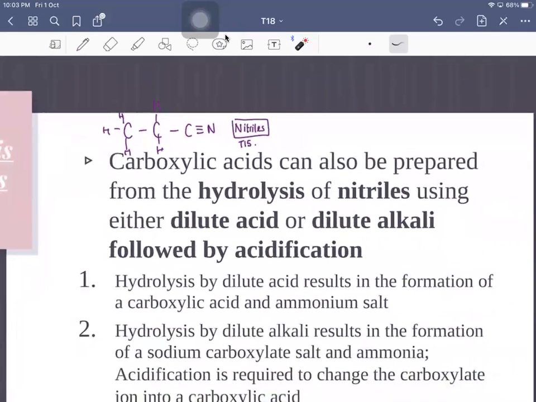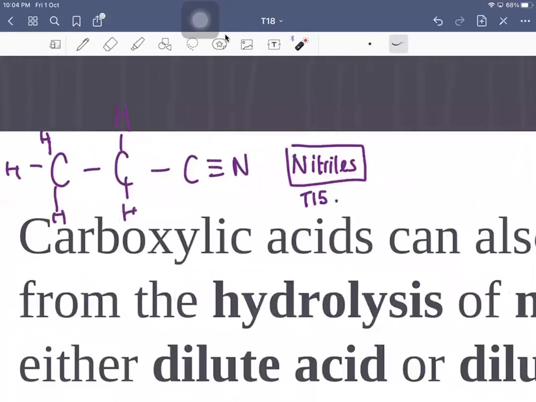Okay, so carboxylic acids can be prepared from the hydrolysis of nitrile. The hydrolysis of nitriles means we are breaking nitriles in the presence of water. Okay, so we're breaking this bond.